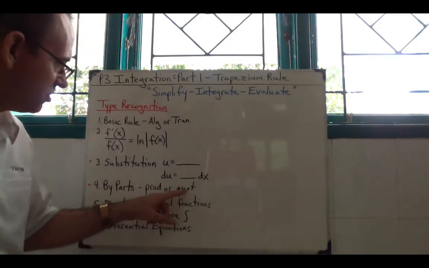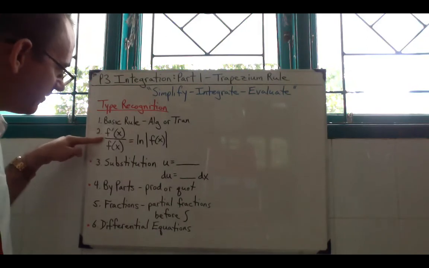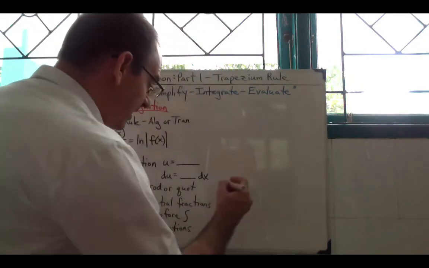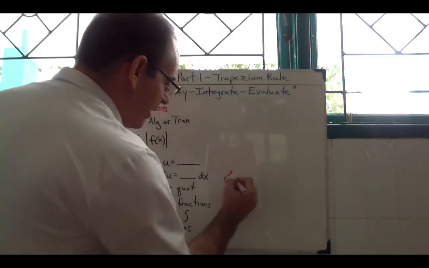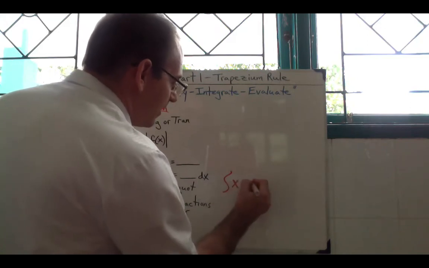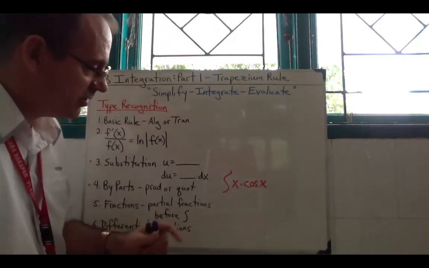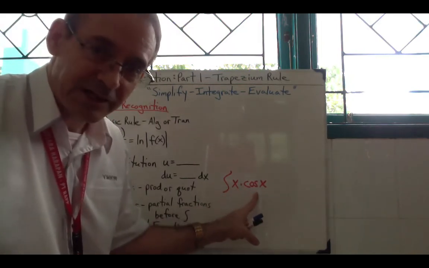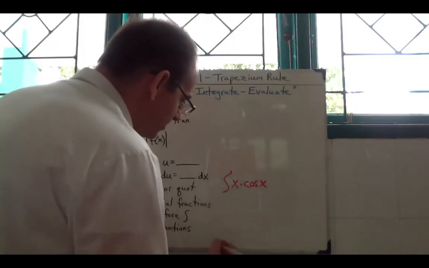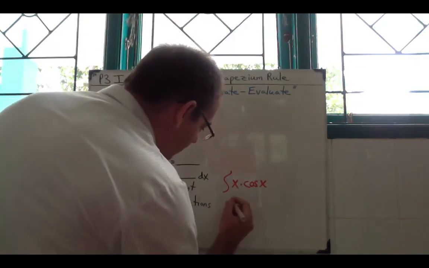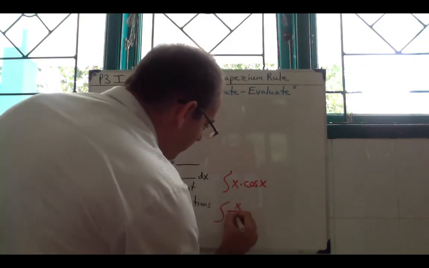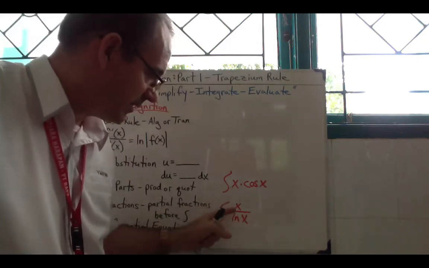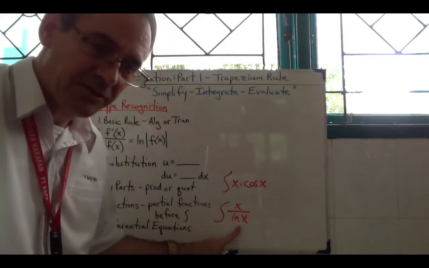And when I talk about a quotient, I'm not talking about the same kind of fraction up here. What we're talking about is more like, say, you're integrating x times cosine x. So here you have an algebraic term multiplied by a trigonometric term. Or you might have something like, let's just say, x over ln x. So here again, you have an algebraic term divided by a transcendental function.